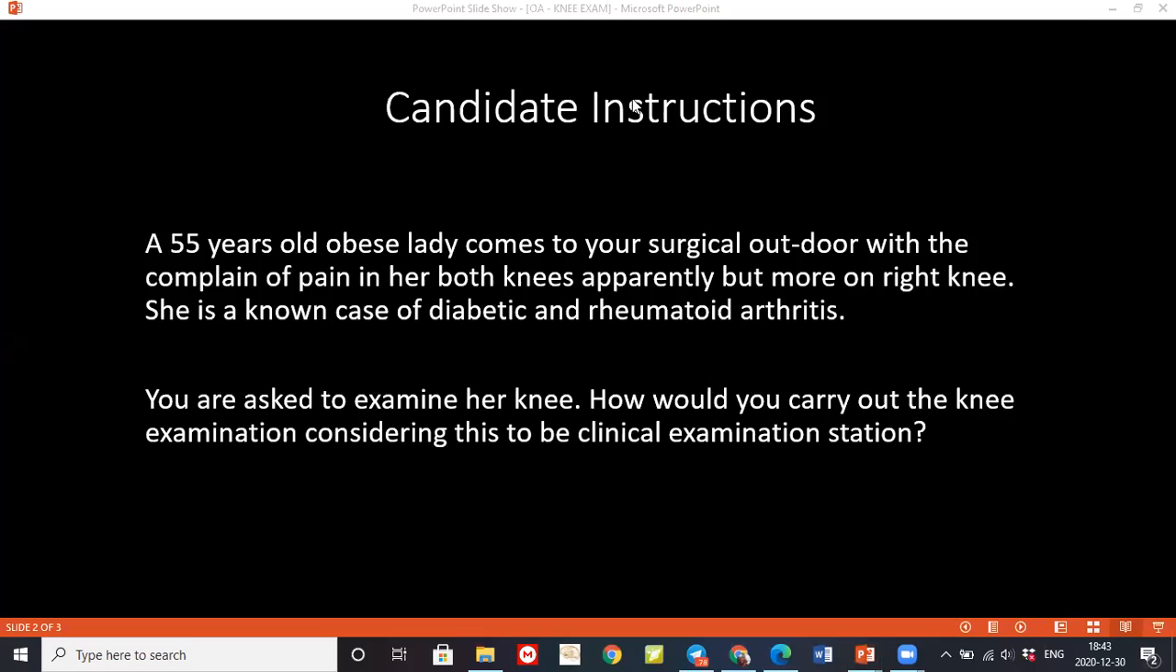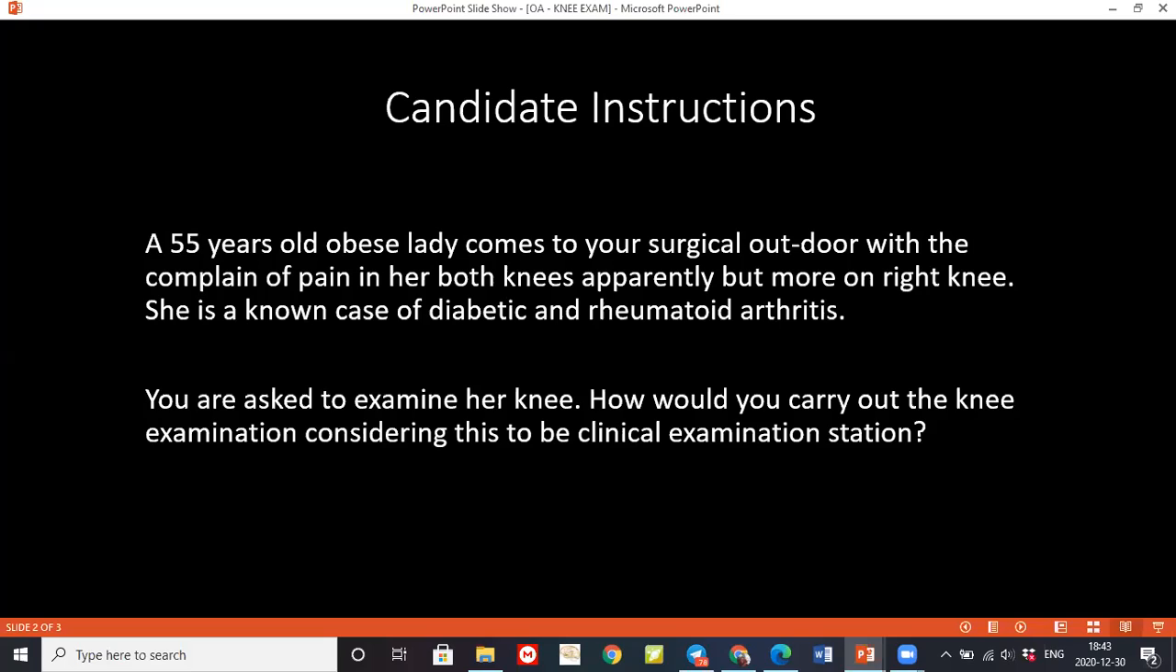Then after that, I will proceed to palpation. So for palpation, I will palpate the temperature with the dorsal part of my hand on both knees to check for temperature differences. Then I will also palpate for effusion. How would you begin your palpation? The patient has pain in both knees, but more on the right knee. So first, I will begin palpation with the left knee, then go to the more severe knee. So I will go from the normal to the affected side.